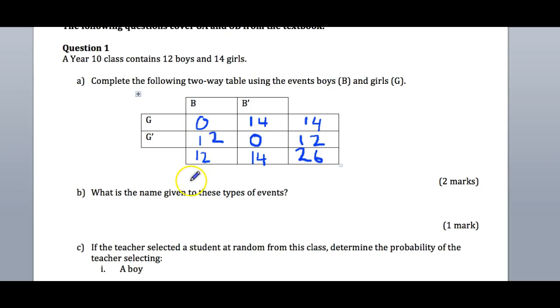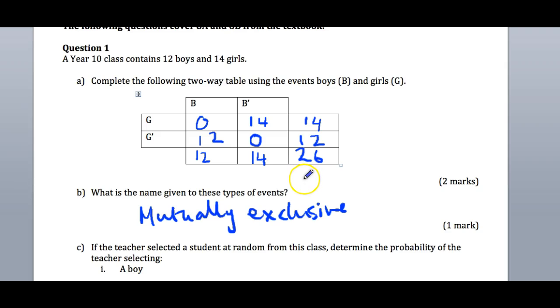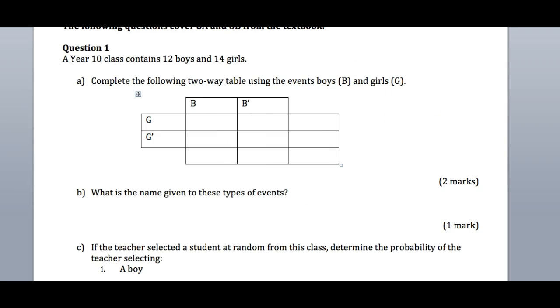So a little bit different, but it's good to get you to think, because the name given to these types of events is, and I know some of you had trouble thinking about this, mutually exclusive. When two events have nothing in common, they're mutually exclusive. Remember, in your Venn diagram, your circles don't overlap. So you can have girls and you can have boys, but you can't have someone who is both a girl and a boy. All right, let's move on.